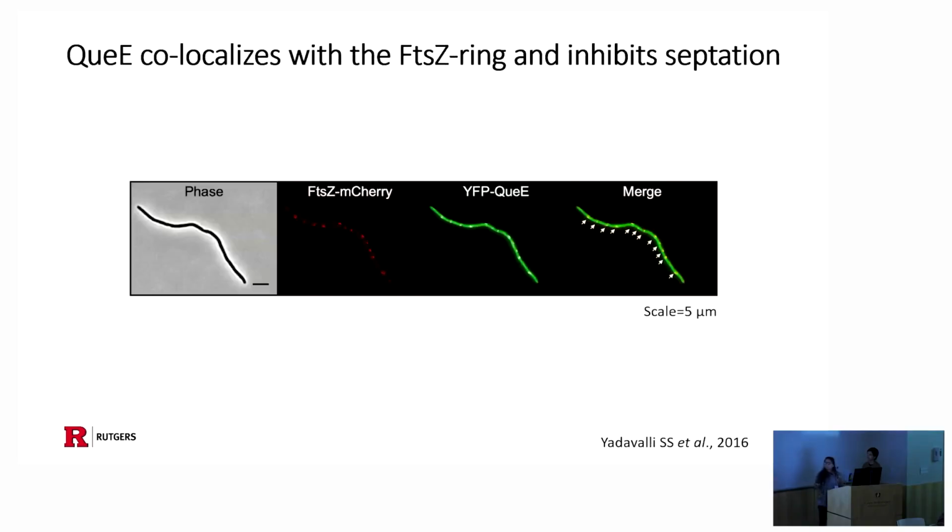So first, using FtsZ as a marker, because we already know that this is found at that site of cell division, QueE and FtsZ, when merged through these microscopy images, show that they're both found at that septum, or that location where cell division occurs. So we know that this is recruited to that site of cell division. This gives us a great basis to ask our next questions.